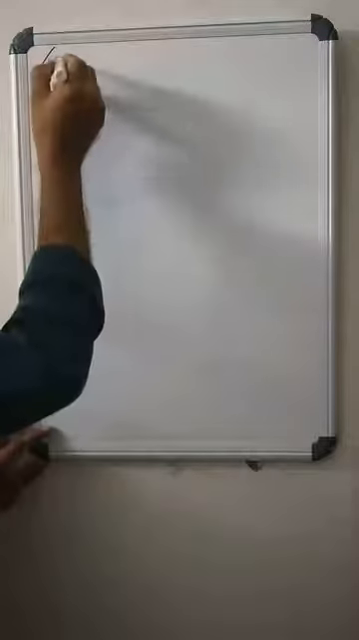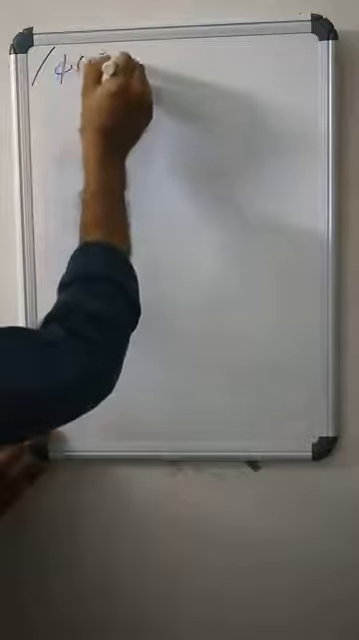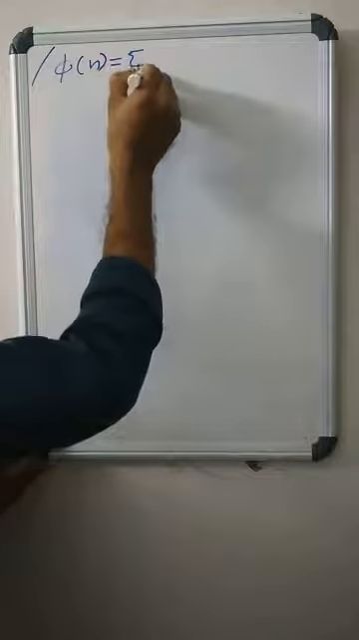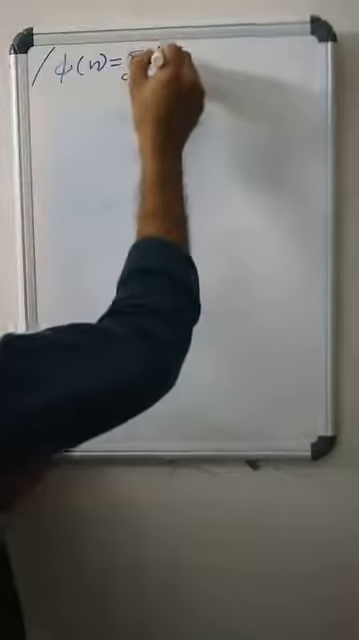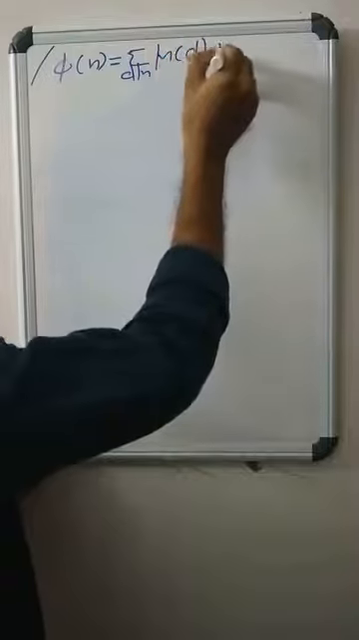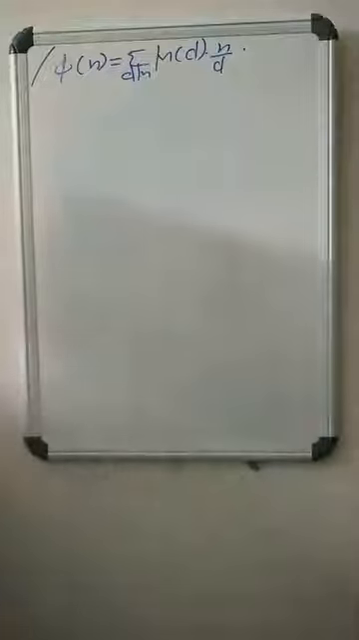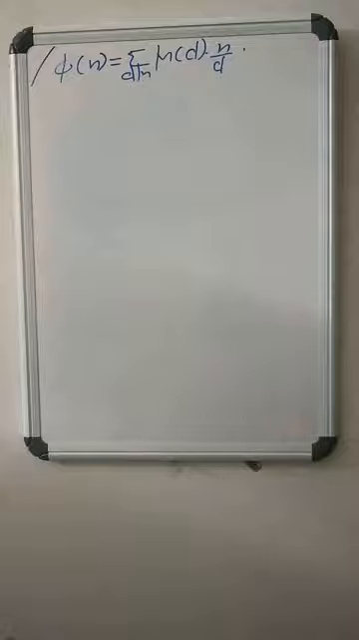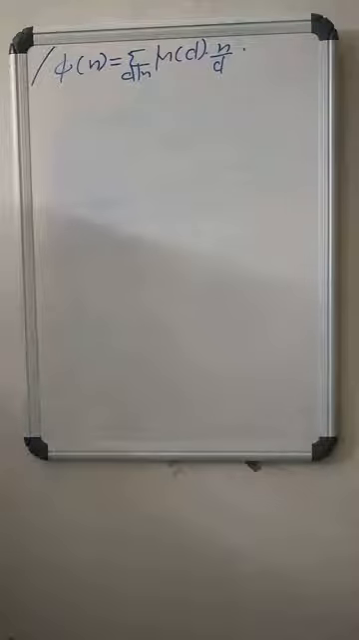In the previous class we discussed the relation connecting the Mobius function and the Euler totient function. We already proved that phi of n equals the sum over d dividing n of mu of d into n by d. So this is the relation connecting phi and mu, the Mobius function and the Euler totient function.